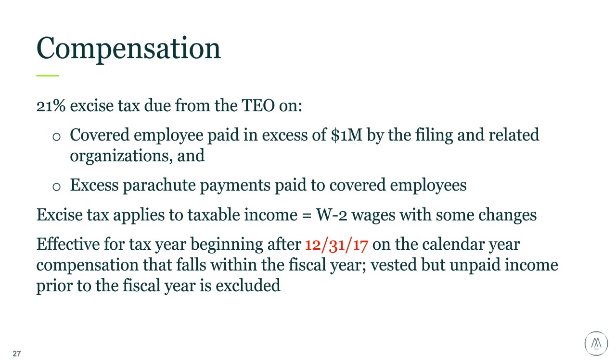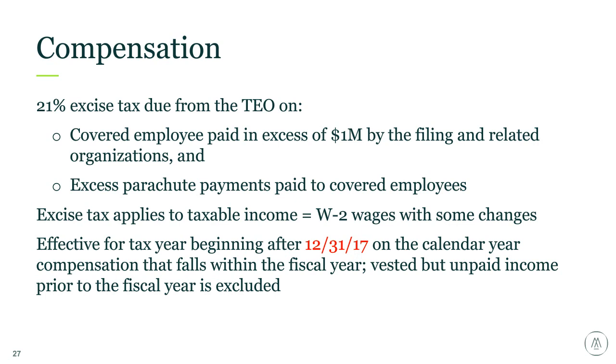This excise tax, we just received guidance on New Year's Eve, I believe, was when the notice was issued. And it clarified that it's going to be based on calendar year compensation that falls within the fiscal year end that begins after 12/31/17. So if you are a 6/30 year end, this is going to be effective for your tax year beginning 7/1/18, but it's going to be the calendar year compensation that falls within that fiscal year. It's a little confusing. We're going to have to walk through it.